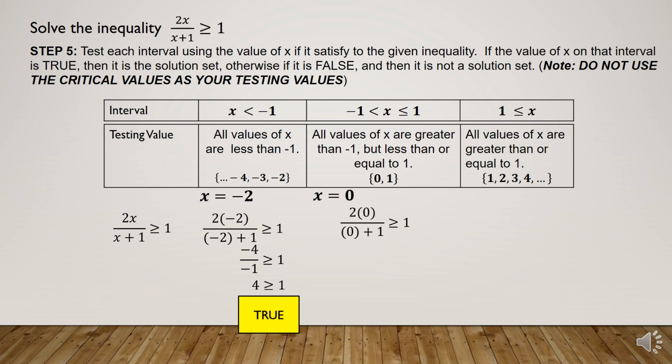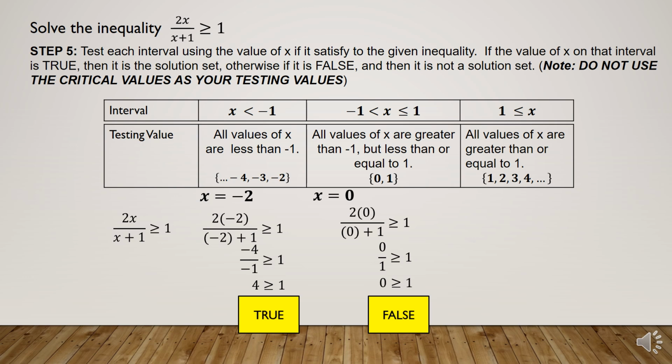Then substitute to the given inequality. So we have 2 times 0 over 0 plus 1. Is it greater than or equal to 1? We do not know yet. So 2 times 0, we have 0 over 0 plus 1 is equal to 1. So 0 over 1, is it greater than or equal to 1? The result is 0 is greater than or equal to 1, which is a false statement.